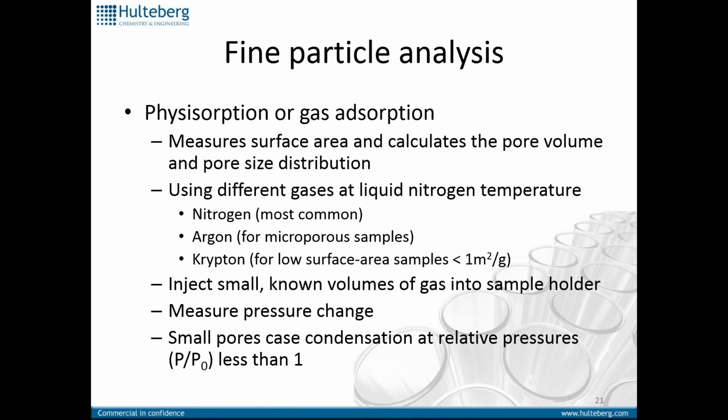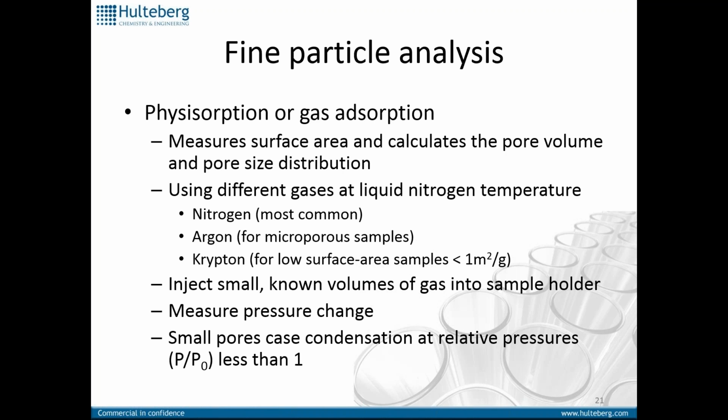For really small pores, the dipolar nature of nitrogen interferes with the analysis. And for low surface area samples, less than 1 to 2 square meters per gram, we use krypton because it has much lower vapor pressure at the liquid nitrogen temperature than nitrogen, so any change will be much larger for krypton. Just removing one molecule from the gas phase to the surface will induce a larger change.